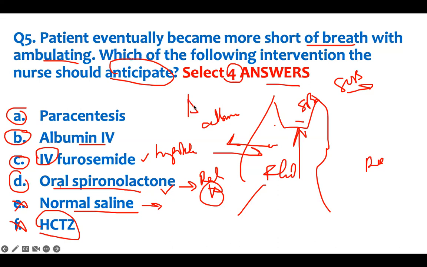So this patient developed ascites, but you have to make a clinical diagnosis. It's becoming more shortness of breath when he's walking. It's secondary to, it's not a lung problem actually. It's just ascites, because that's what he was complaining about from the beginning. Now symptoms are getting worse, so we've got to manage it.